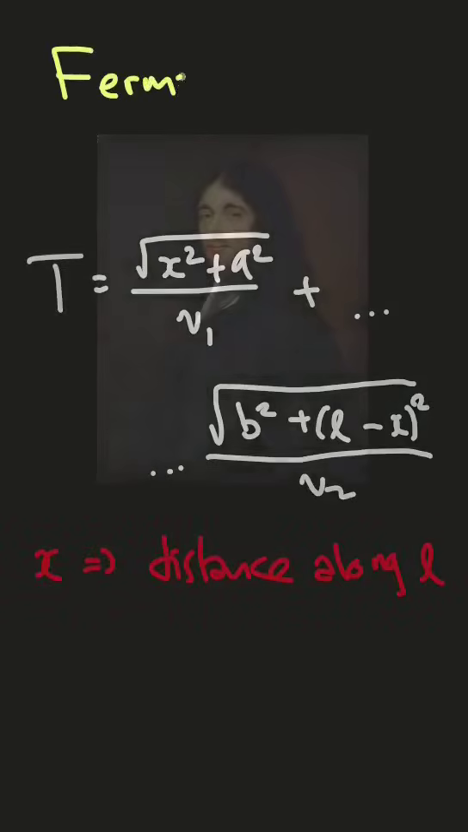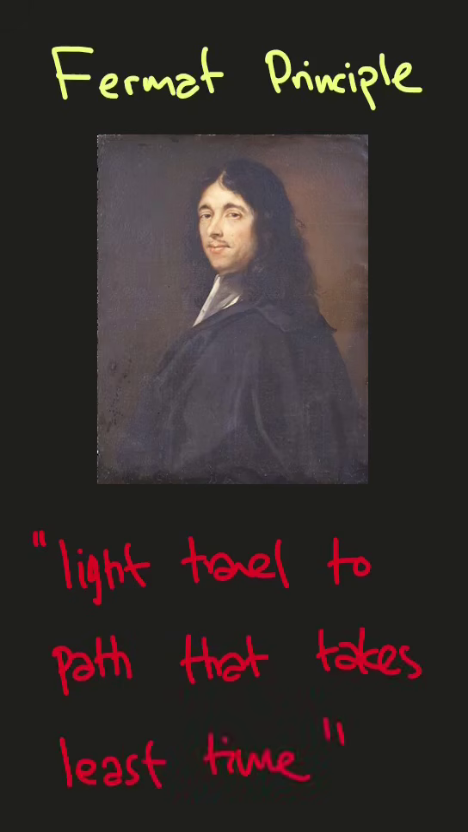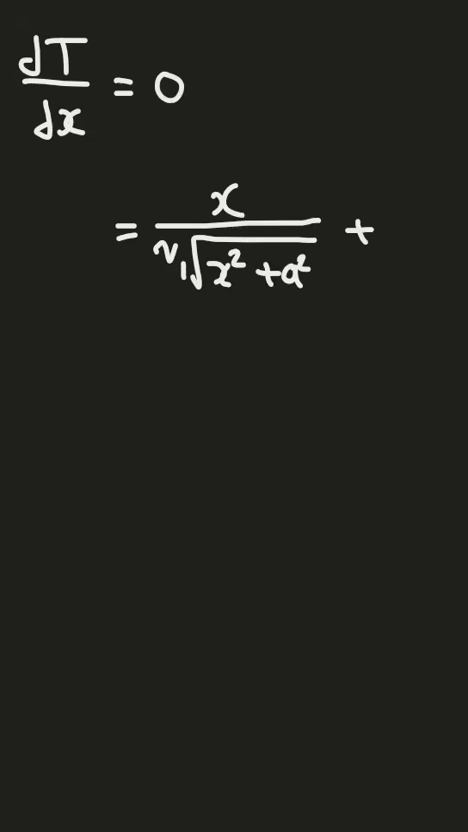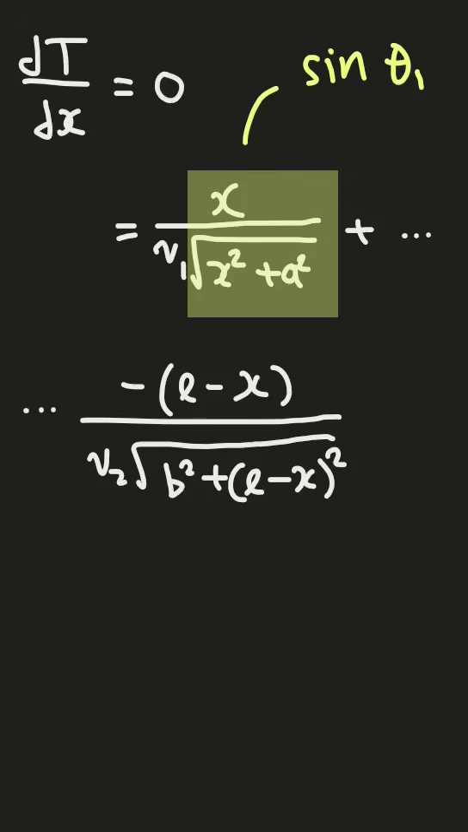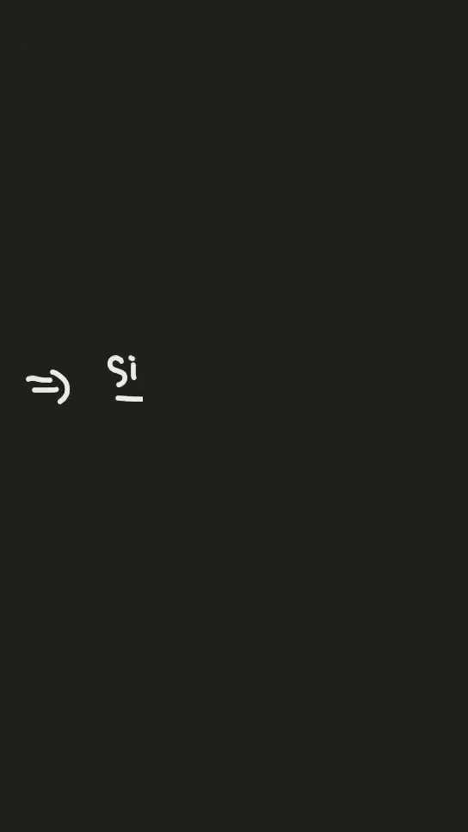And by using Fermat's principle, that light travels the path that takes the least time, we then need this differentiation condition, which after some effort, we will have this, and this part is sin theta 1 and this part is minus sin theta 2. So that's why we will have this equation.